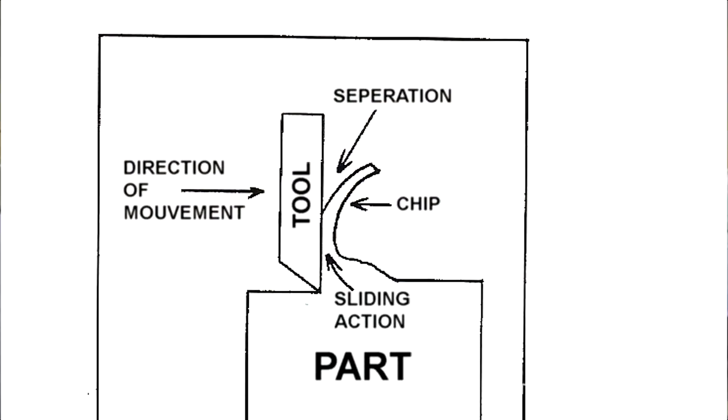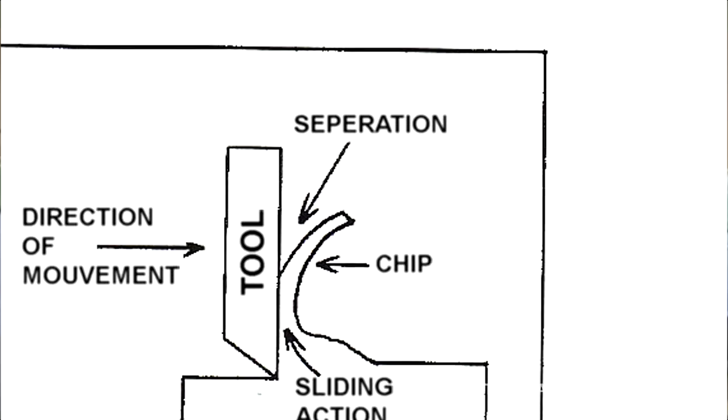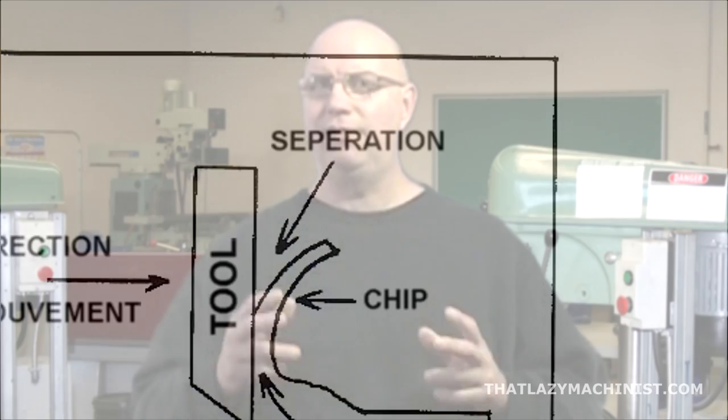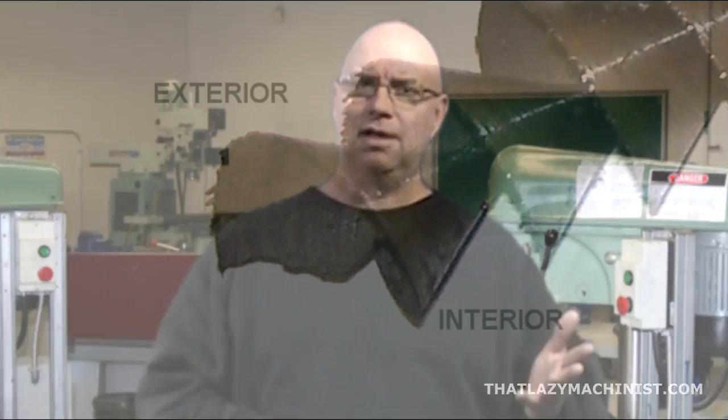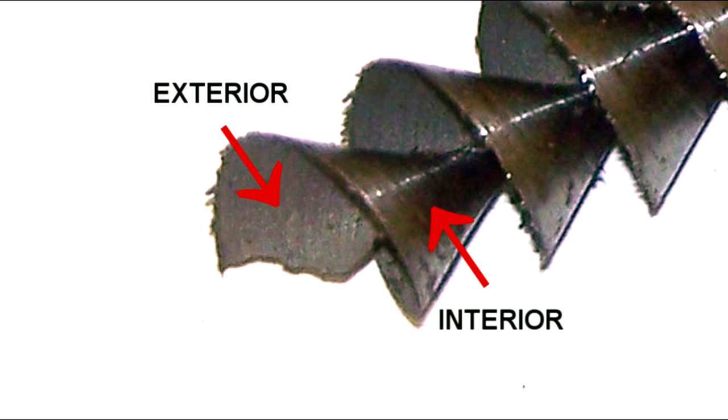We have at this point formed our chip. The final step in chip formation is separation. And separation of the chip is caused by a difference in temperature. Generally, metal chips have two surfaces: an inside surface, which is the surface that comes in contact with the tool, and the outside surface, which is the surface that doesn't contact the tool.